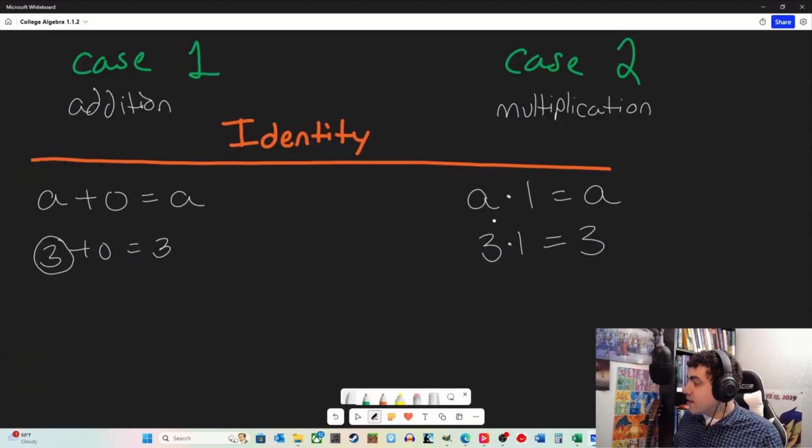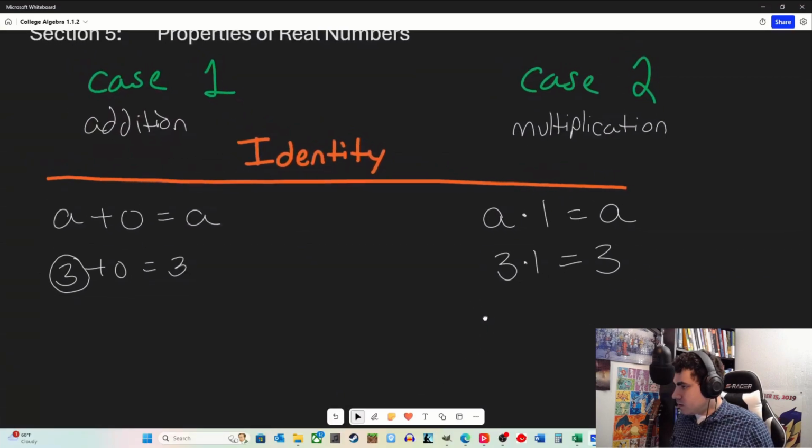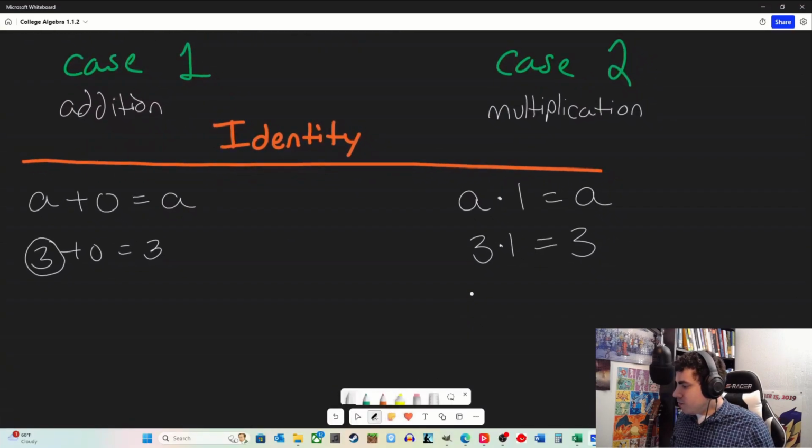Now, the identity property of multiplication is used constantly and we don't even realize it. For example, last video I used an example to express terms in algebraic expressions, and one of those terms I believe was x squared.